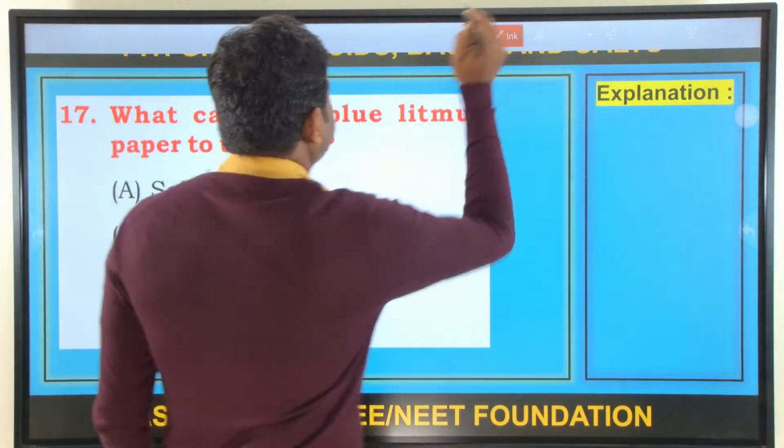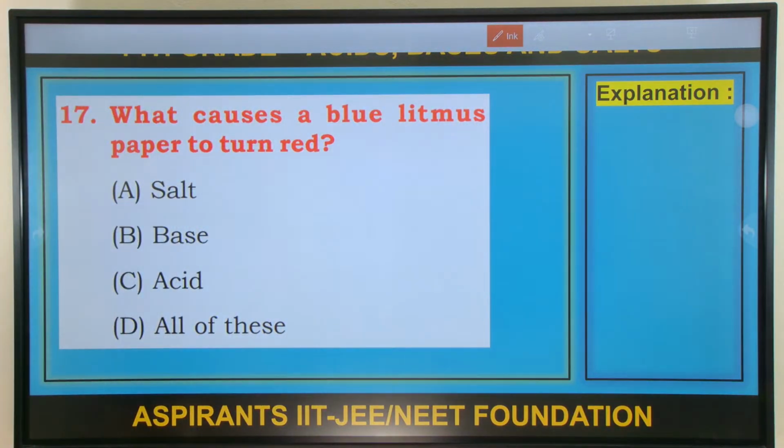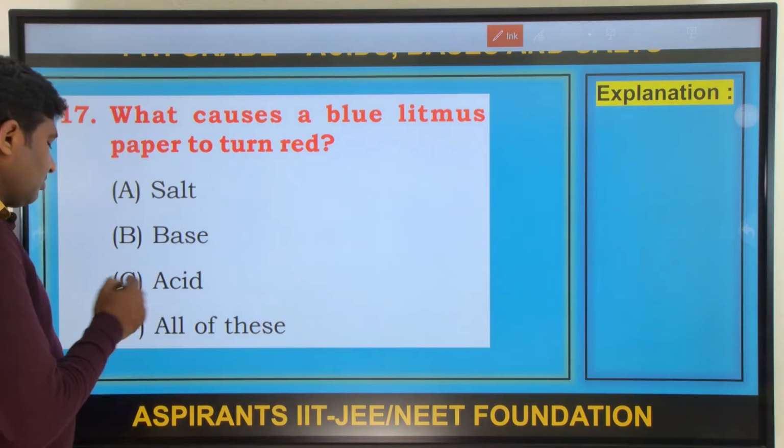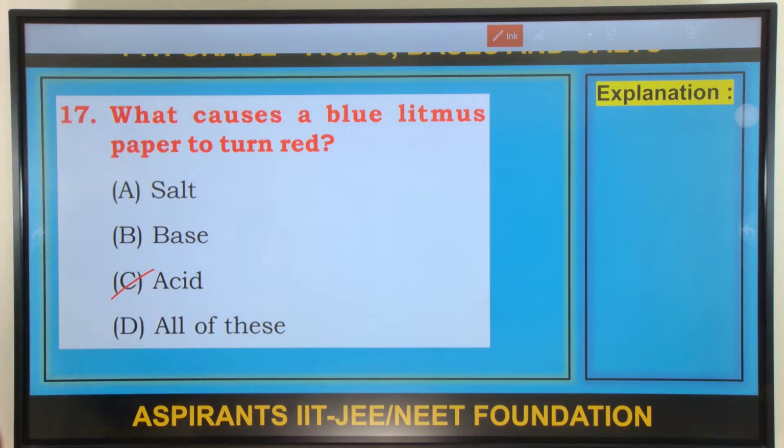Next slide. What causes a blue litmus paper to turn red? What causes a blue litmus paper to turn red? Acid turns blue litmus paper red. Bases turn red litmus paper blue. Okay.